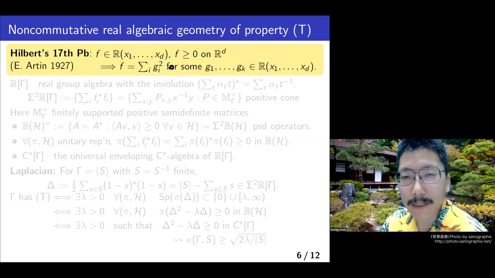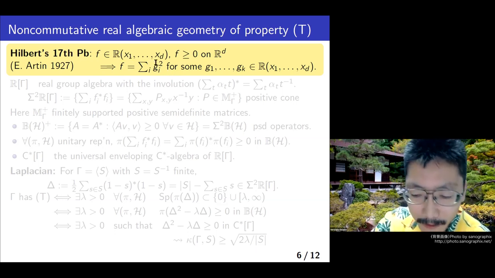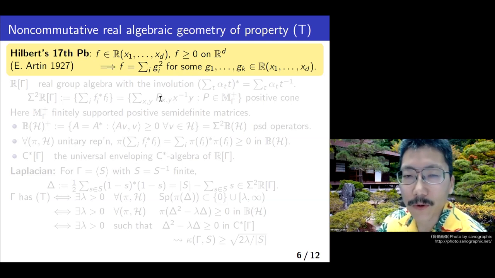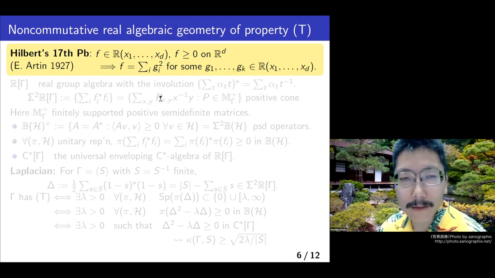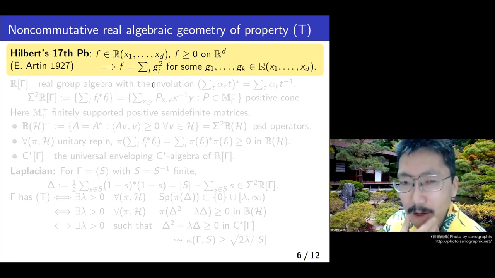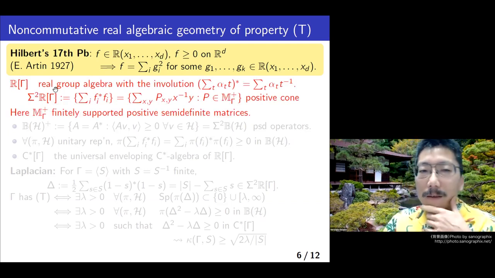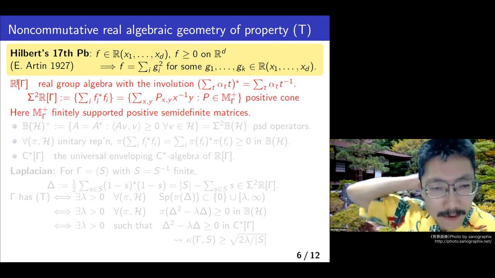Hilbert already proved that this is not the case for polynomial rings, but only by existential proof. But anyway, Hilbert asked if this is true for rational functions, and it was quite quickly solved by Artin in 1927. So we work on a similar problem in non-commutative settings, where we replace this with a non-commutative algebra over real or complex numbers or some ordered field. We work on the real group algebra today.